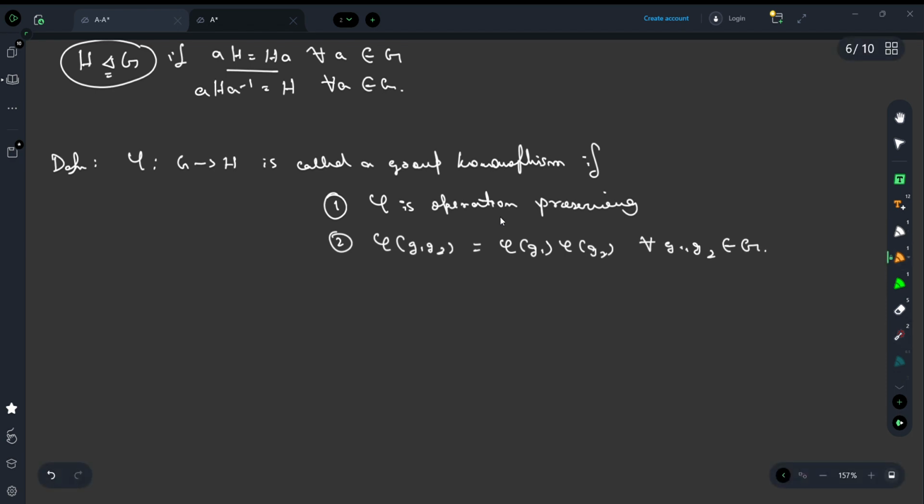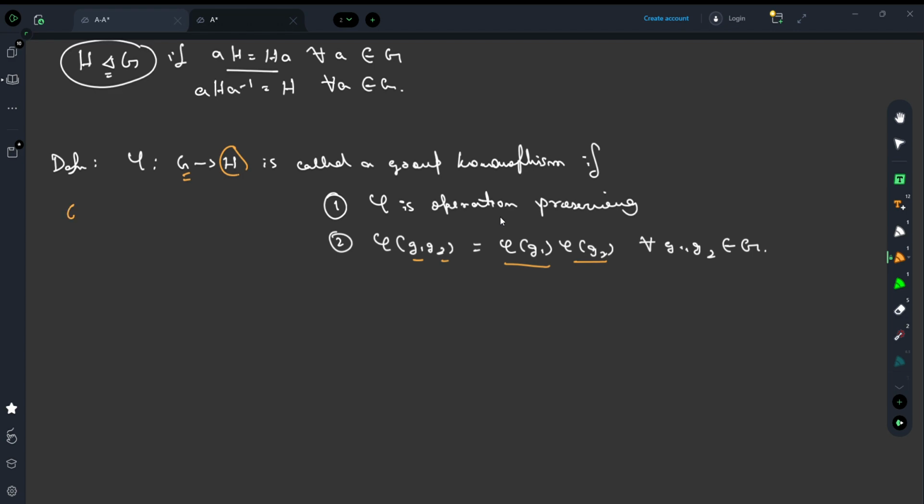So what do we mean by it being operation preserving? It's not mandatory that G and H will always have the same operation or the same notation for operation. They can have different notations, or different operations as well. G can be a multiplicative group, H can be an additive group. Observe that g1 and g2 are elements from capital G, so they are composed by the operation defined on G, while phi of g1 and phi of g2 are elements in H, so they are composed using the operation of H. That is what I mean by operation preserving.